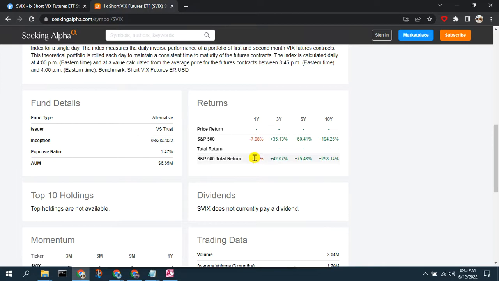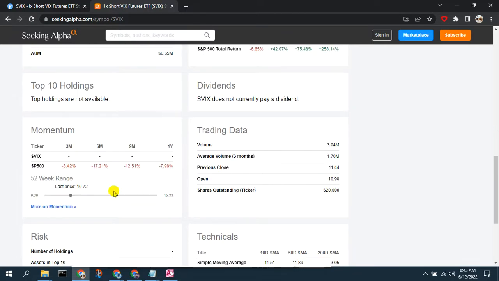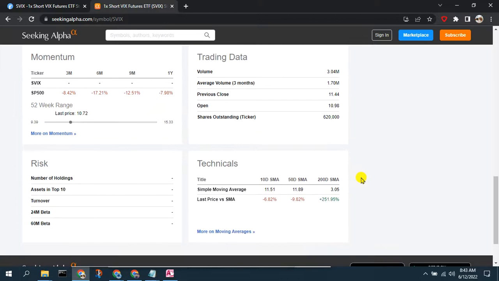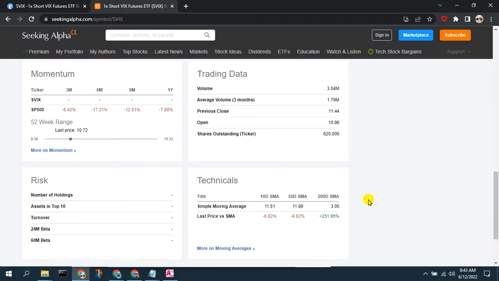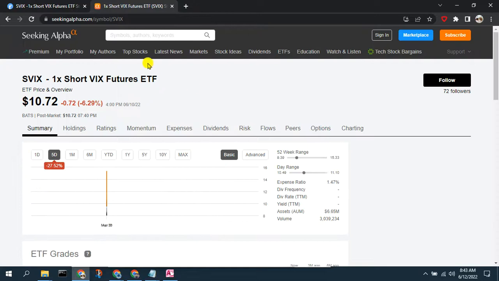See, it really hasn't been around long enough to have much returns. Average volume 1.7 million. The volume right now is 3 million, so it was higher on this date. This is on June 12th. Then we see some moving averages. So again, not a lot of data yet because SVIX is such a new ETF.